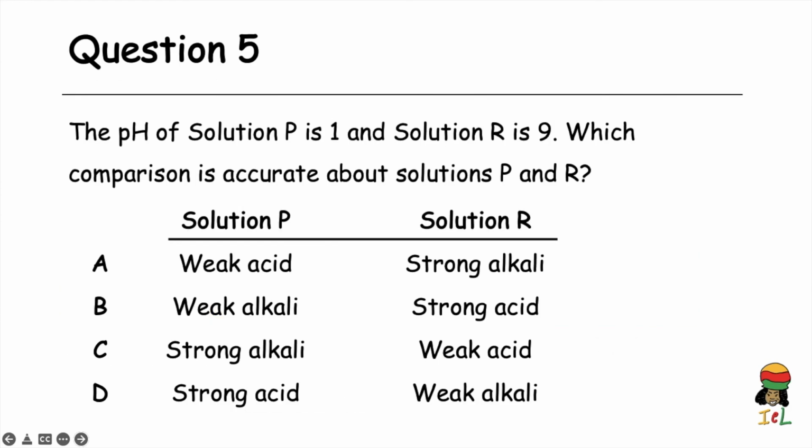Question 5. The pH of solution P is 1 and solution R is 9. Which comparison is accurate about solutions P and R? A. Solution P is a weak acid, solution R is a strong alkali. B. Solution P is a weak alkali, solution R is a strong acid. C. Solution P is a strong alkali, solution R is a weak acid. D. Solution P is a strong acid, solution R is a weak alkali.